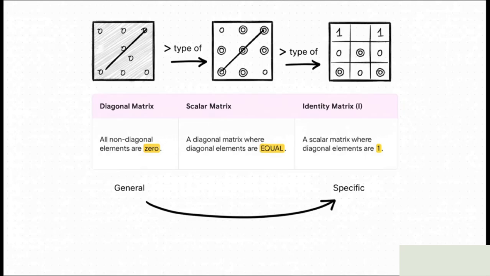Now, within square matrices, there are a few special types, and they build on each other. So on the left, you have a diagonal matrix. The only non-zero numbers are on that main diagonal line. Okay, simple enough. Now, a scalar matrix is a type of diagonal matrix, but here, all the diagonal elements are the same number. And finally, the identity matrix is an even more specific type of scalar matrix, where all those diagonal elements have to be the number 1. See how it gets more and more specific.